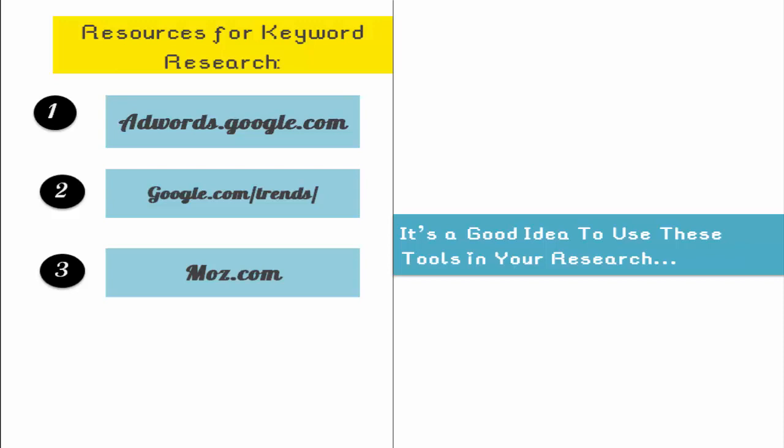Google's AdWords keyword tool is a great starting point for SEO keyword research. You can get there by going to adwords.google.com, clicking on Tools, and then Keyword Planner. It not only suggests keywords and provides estimated search volume, but it also estimates the cost of running paid campaigns for these terms.